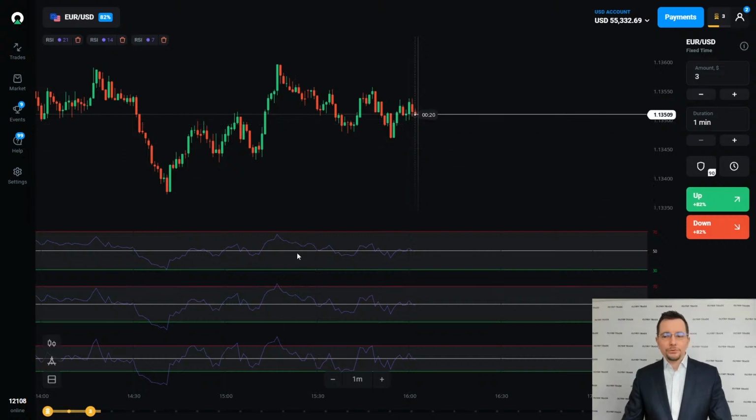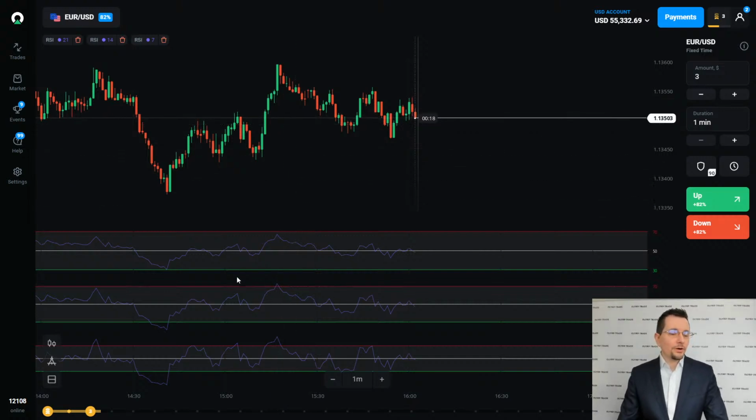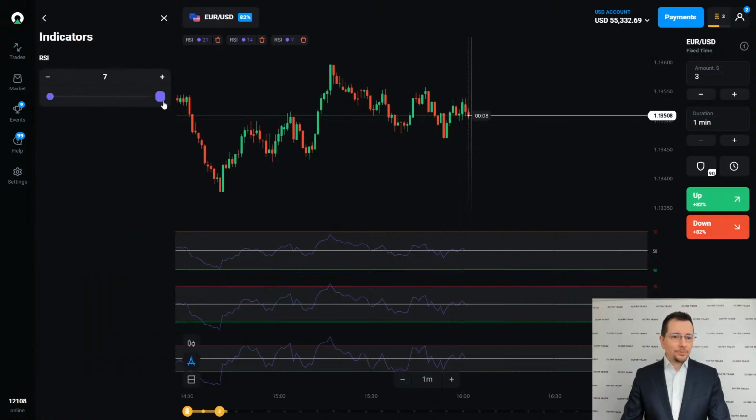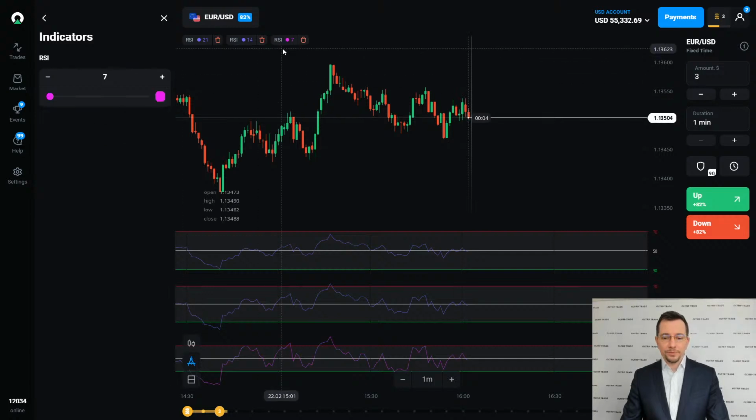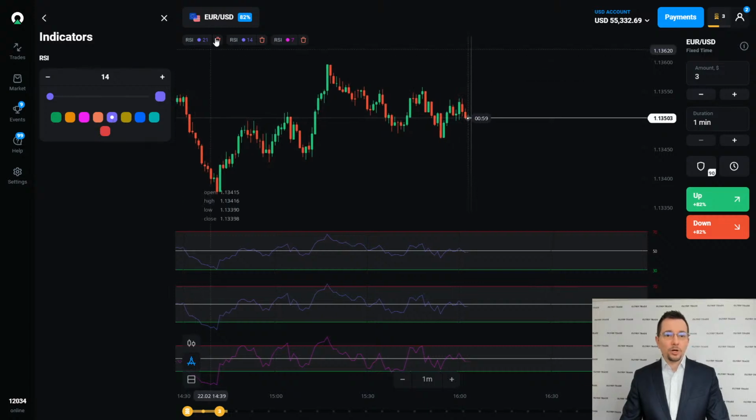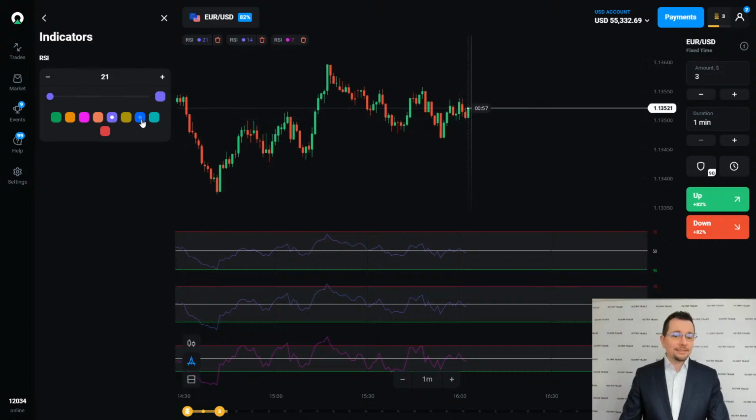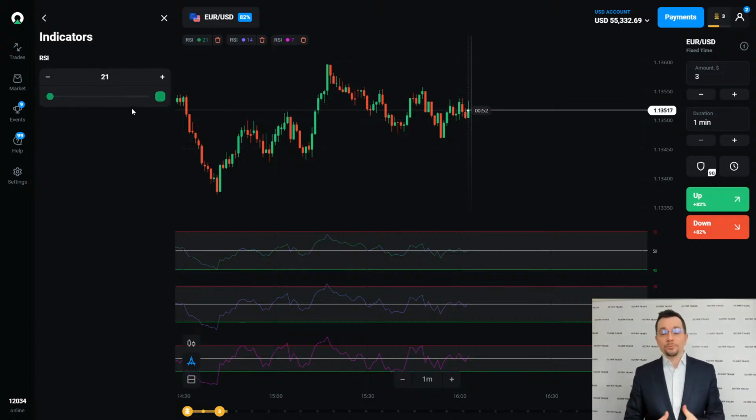All right, so the three RSIs that we have over here. The top one, here you can see the amounts right here. We have a 7, 14, and 21. I am going to color them differently so that I know which one is which. The 7 will be pink for me. The 14 RSI, let's leave it at purple. And then the 21 RSI, this is a different indicator. It shows us a different thing of when we're supposed to open up the trade and when we're supposed to pay attention.